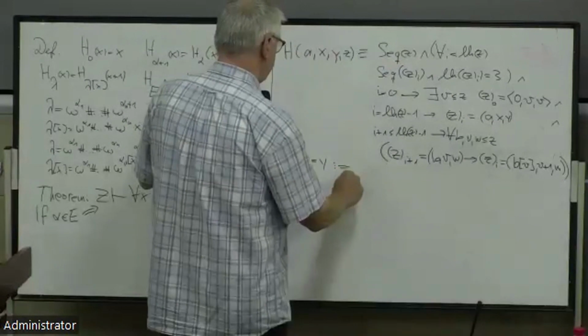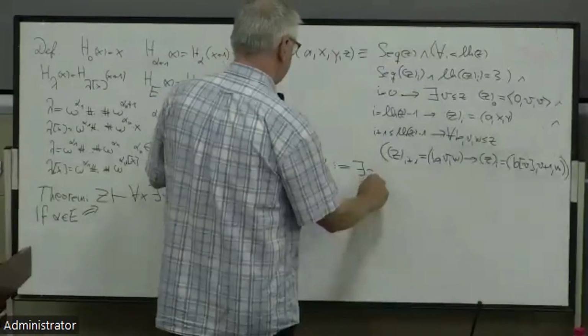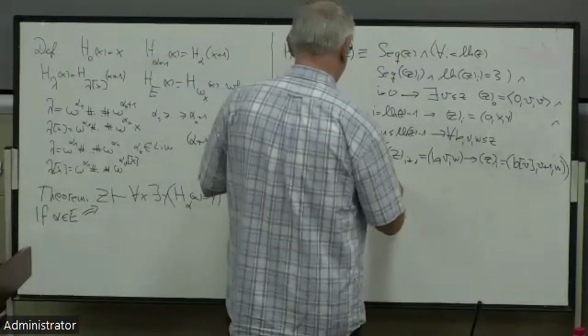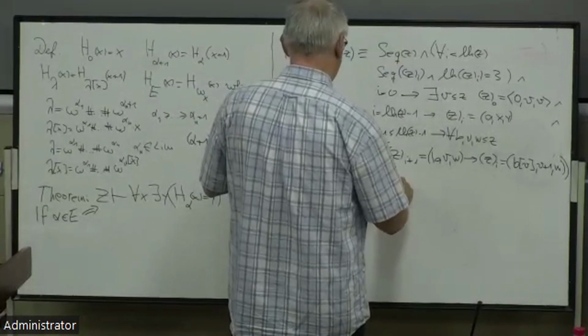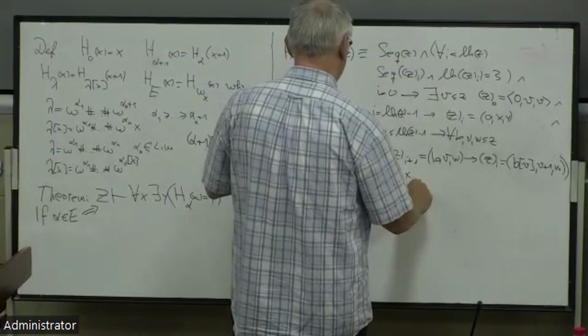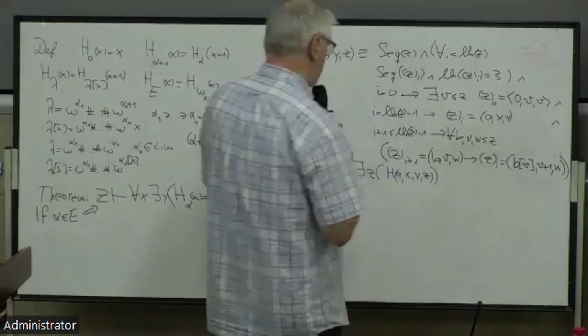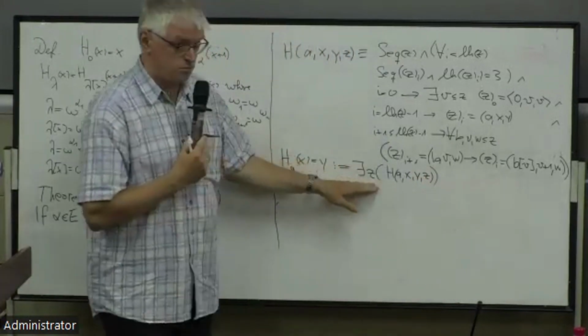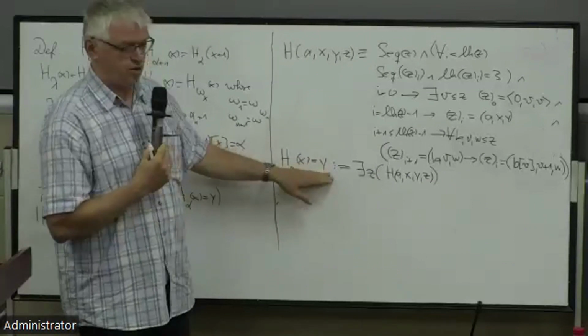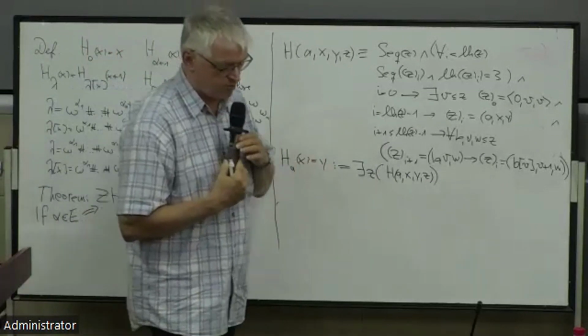Now I define the formula HA of X equal to Y. This is the formula: there exists a Z such that HA X Y Z. And this formula here describes this formula over here.